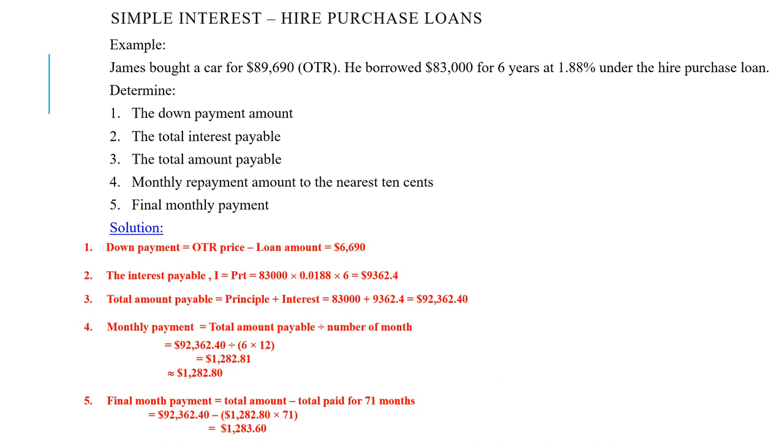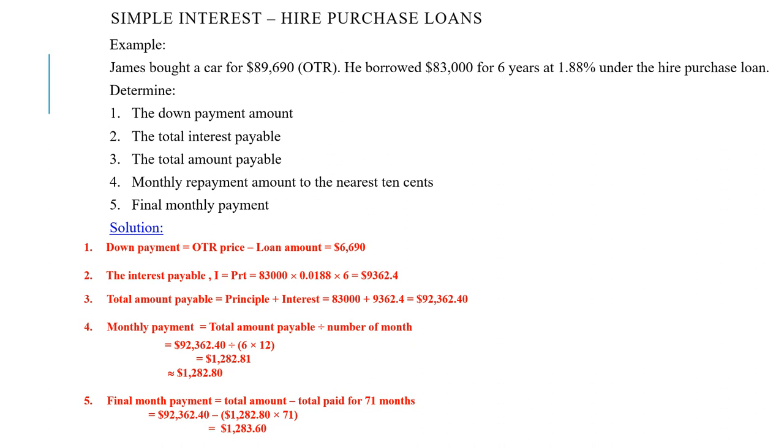So you'll use the simple interest formula, which is I equals PRT. So I is equal to P. What's your principal? 83,000. What is the rate of interest? 1.88%, in other words, 0.0188, times 6. Why do I times 6? The time is 6 years. Okay, so you'll get the total interest payable.